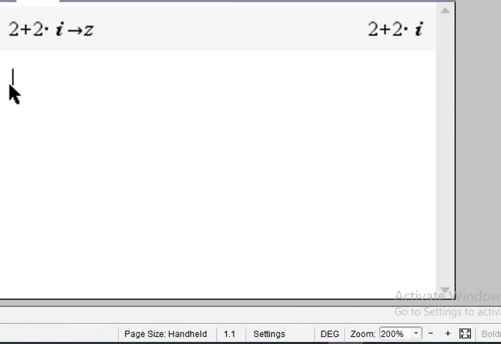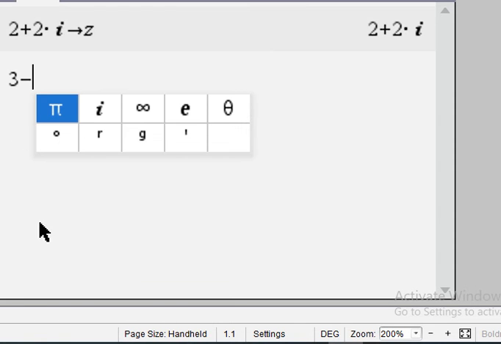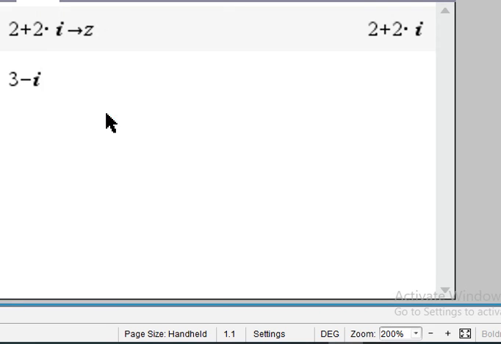Now for w, we use 3 minus, and remember, you don't want the variable i, you want the number i. Store as w. Now I can go through and calculate each of these commands using w and z instead of having to deal with all the i's and everything else.